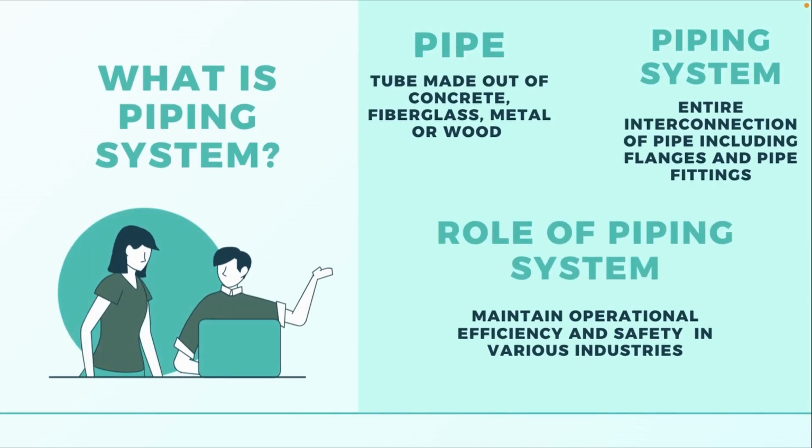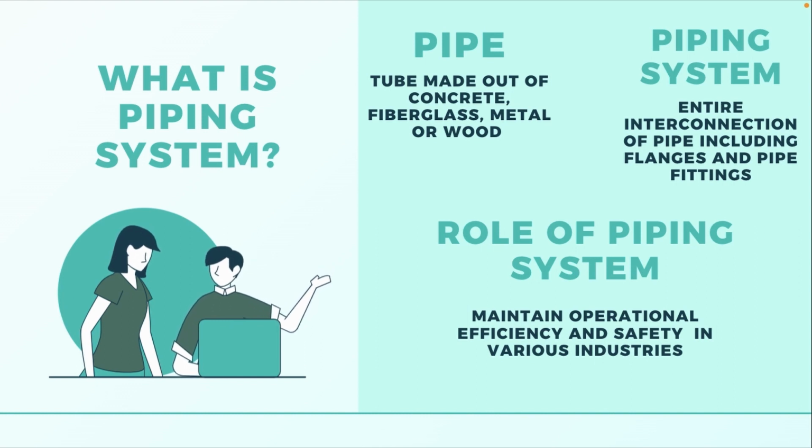So, what is a piping system? A tube made of concrete, fiberglass, plastic, metal, or wood is referred to as a pipe. The piping system is the entire interconnection of pipes, including inline parts like flanges and pipe fittings. It's often regarded as a piping system. The piping system also includes tanks, heat exchangers, pumps, and valves.